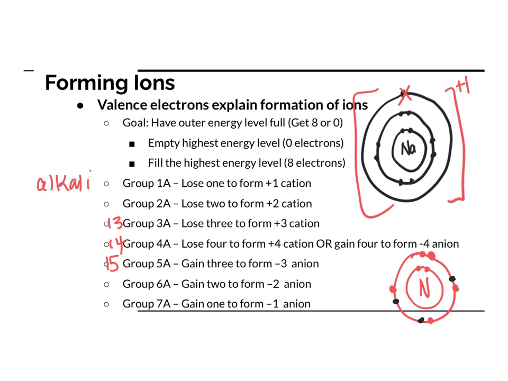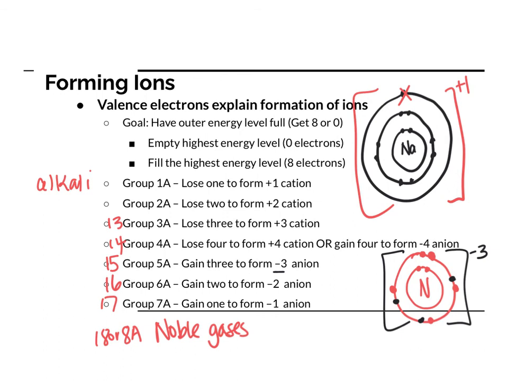So basically with nitrogen, it would gain 3 electrons, and that would make it a -3 charge because it has 3 more extra negative charges. Group 16, or group 6A, is going to gain 2 electrons to form a -2 anion, and group 17 or 7A, is going to gain 1 to form a -1 anion. Now remember, we also have group 18 or 8A, and those are going to be our noble gases.